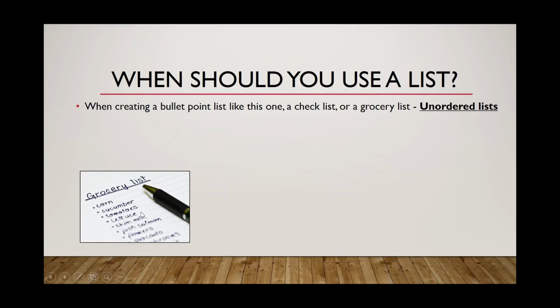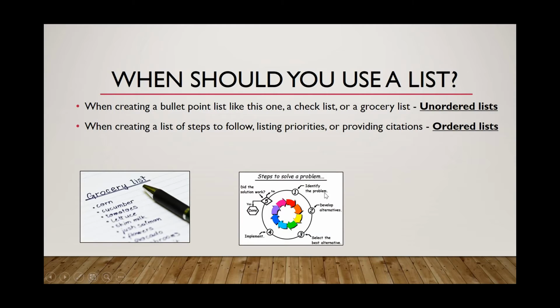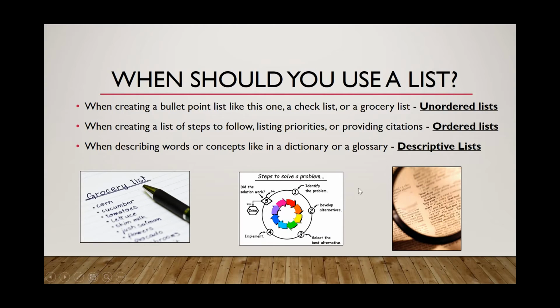It doesn't change the actual information there, which is in opposition to an ordered list, where you have steps to follow or are listing priorities, where the order is providing extra information. So like when steps to solve a problem, the order of these steps does matter, so you would be using an ordered list. The final example is a descriptive list. Now this is something you don't think about, but a dictionary is actually a list of words that are being described. Thus it is a descriptive list.